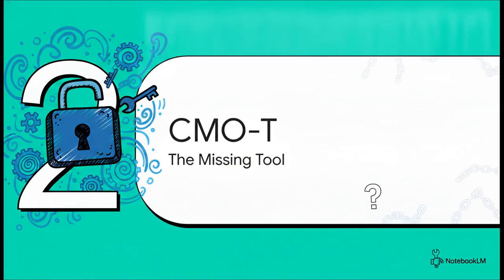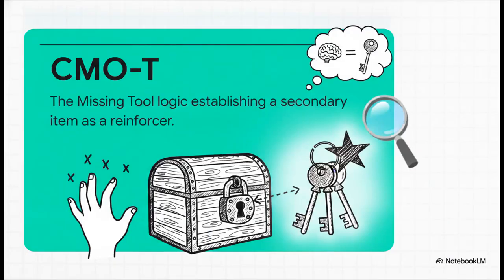CMO-T, the missing tool. All right, now I want you to completely change your mindset. Ditch the siren and picture a solid, heavy, blue locked box sitting right in front of you. A CMO-T, or Transitive Conditioned Motivating Operation, operates purely on missing tool logic. This is a situation where a specific condition establishes a secondary item as a reinforcer. You see, that locked box sitting in front of you doesn't reinforce you for directly trying to pry it open with your bare hands. Instead, the very presence of that lock dynamically alters the value of something entirely different in your environment. It basically makes you need something else.